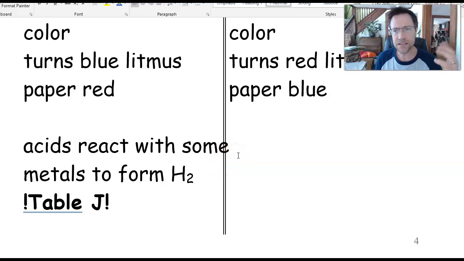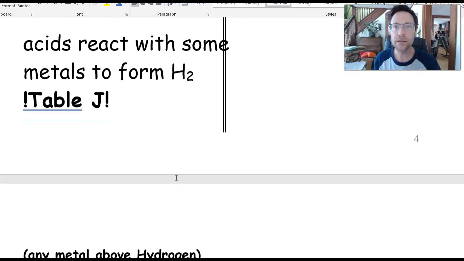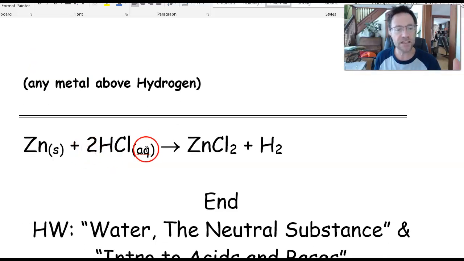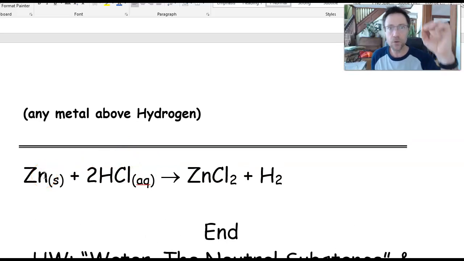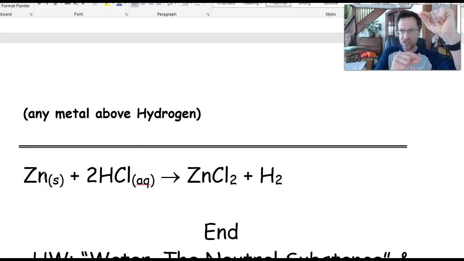Table J is a big long list of metals. Hydrogen is way down toward the bottom. All the metals above hydrogen will react with an acid and make hydrogen gas, and the metal just totally dissolves. It's pretty awesome. I'll see if I can find a demo in this one. So in this example, zinc, a metal, is way up on table J and hydrogen is way down towards the bottom. So that indicates that zinc with an acid will make hydrogen gas.